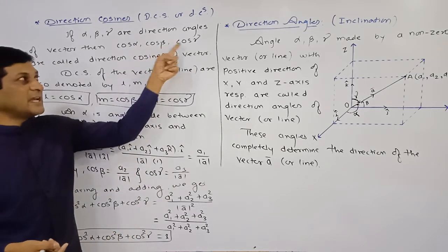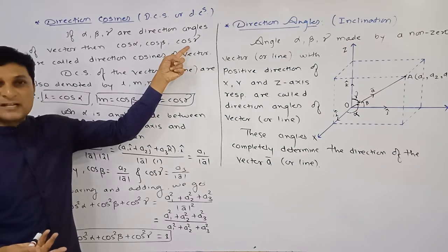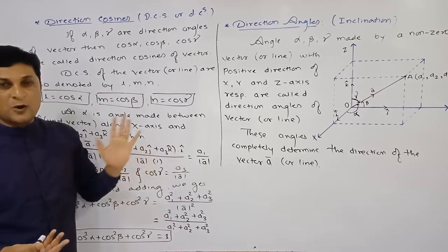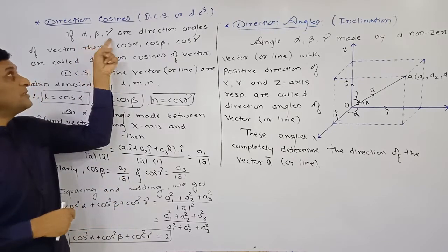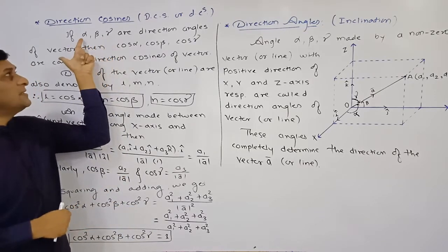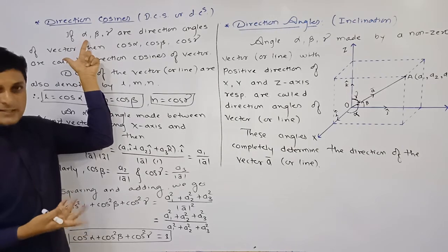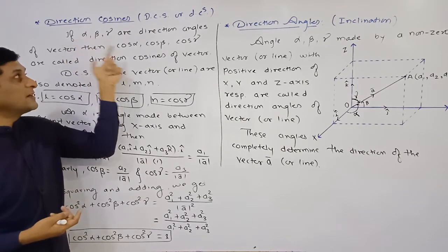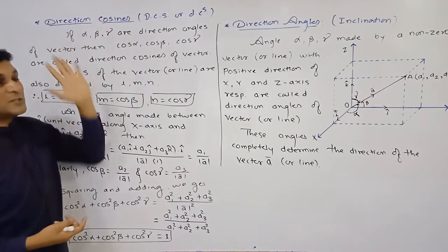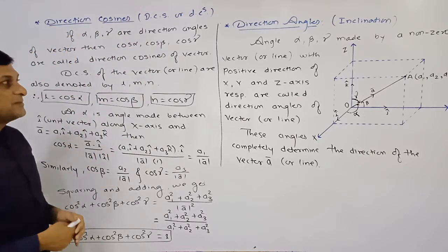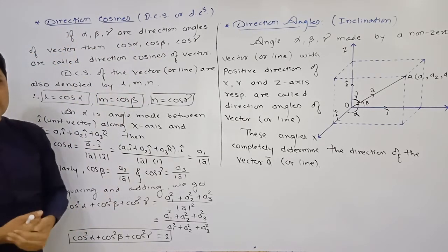What is alpha, beta, gamma? Direction angle. Direction angle means angle made by the vector or line with positive direction of x, y and z axis. Once the value of these three angles are known to us, take their cosine. Cosine means what? Cos. So if you are taking their cos, we will get cos alpha, cos beta, cos gamma. Then these three values are called as direction cosines. Direction cosines of that vector, or we can say that direction cosines of a line.